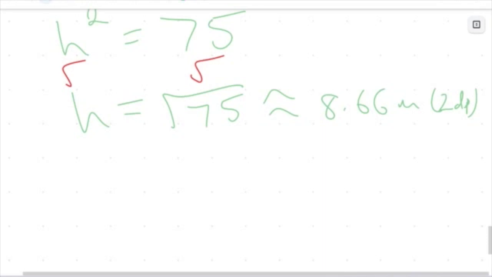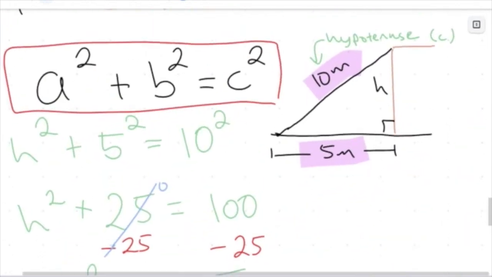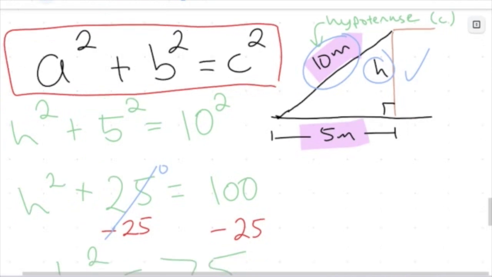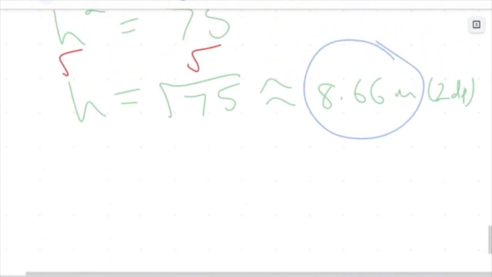So, does my answer make sense? Well, 8.66, the only thing we know about it is that we'd expect it to be something less than my hypotenuse, something less than 10 meters, and 8.66 is smaller than 10. So the thing I found for my height is correct. It makes sense within the context of the question. It's never going to be something more than 10. So my answer of 8.66 is correct.